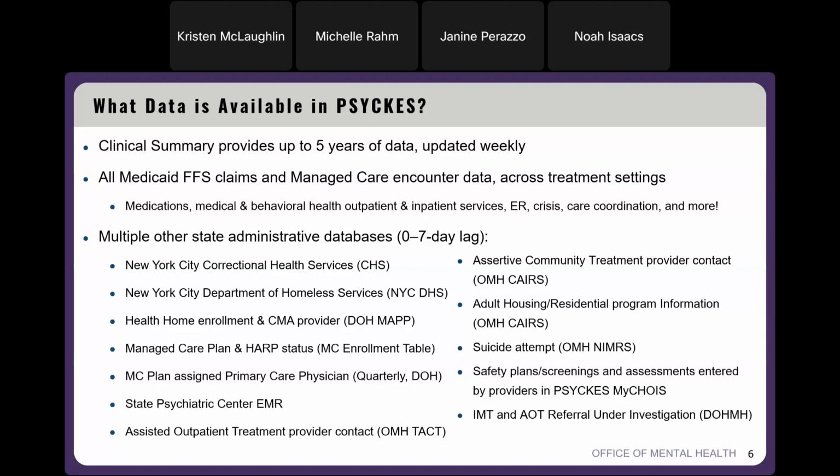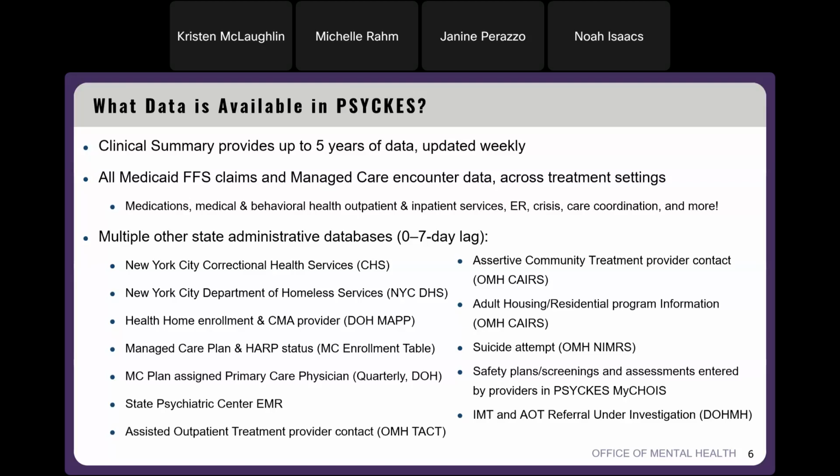We're getting information from the New York City Correctional Health Services. So if somebody was in Rikers and was receiving behavioral health services, and they got an appointment after they were discharged, that's going to be information that you're able to see in PSYCKES. Same with New York City Department of Homeless Services. So if somebody has been captured in the data for Department of Homeless Services, whether they had a shelter stay or they're in outreach, that information is going to be reflected in PSYCKES, including the name of the shelter, the borough, even a contact.